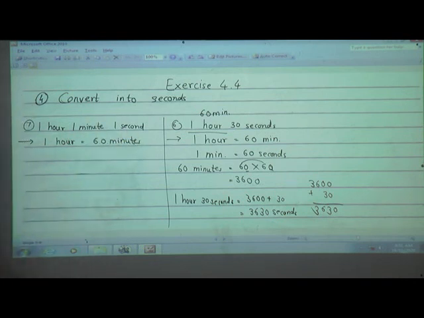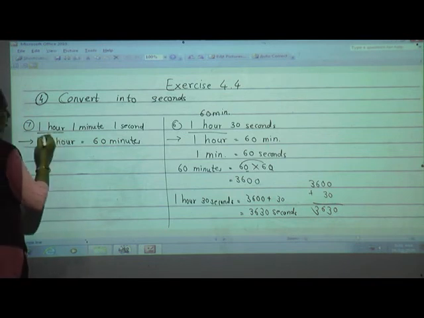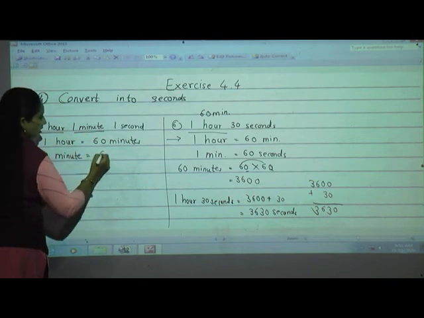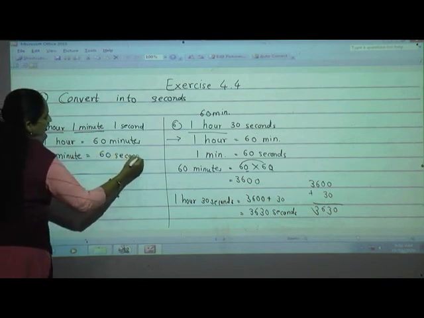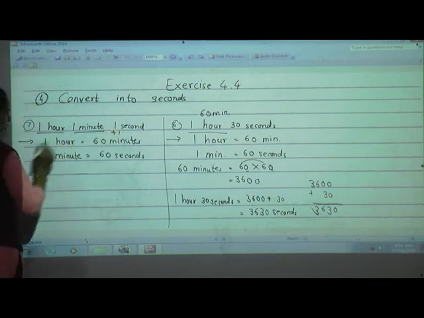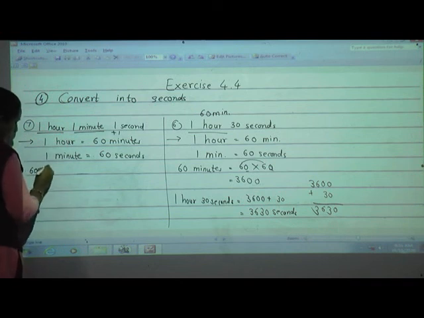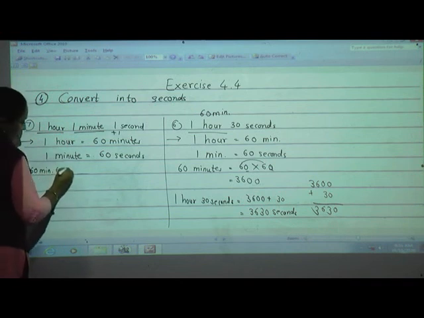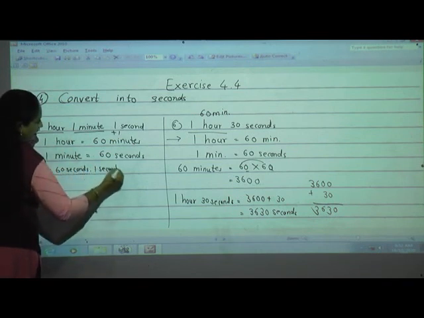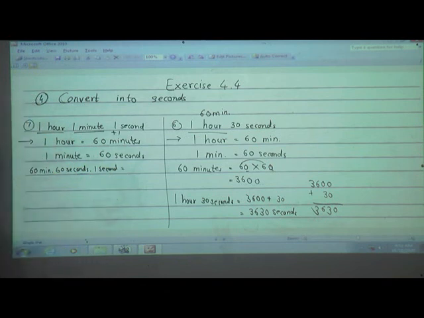So we have converted hour. Now 1 minute, this is done. Now this one, 1 minute is equals to how much? 60 seconds, isn't it? And the last 1 second we have to just add into seconds. Now the question is 60 minutes, 60 seconds and 1 second, isn't it? Now 60 minutes we have to convert into, yes, seconds.